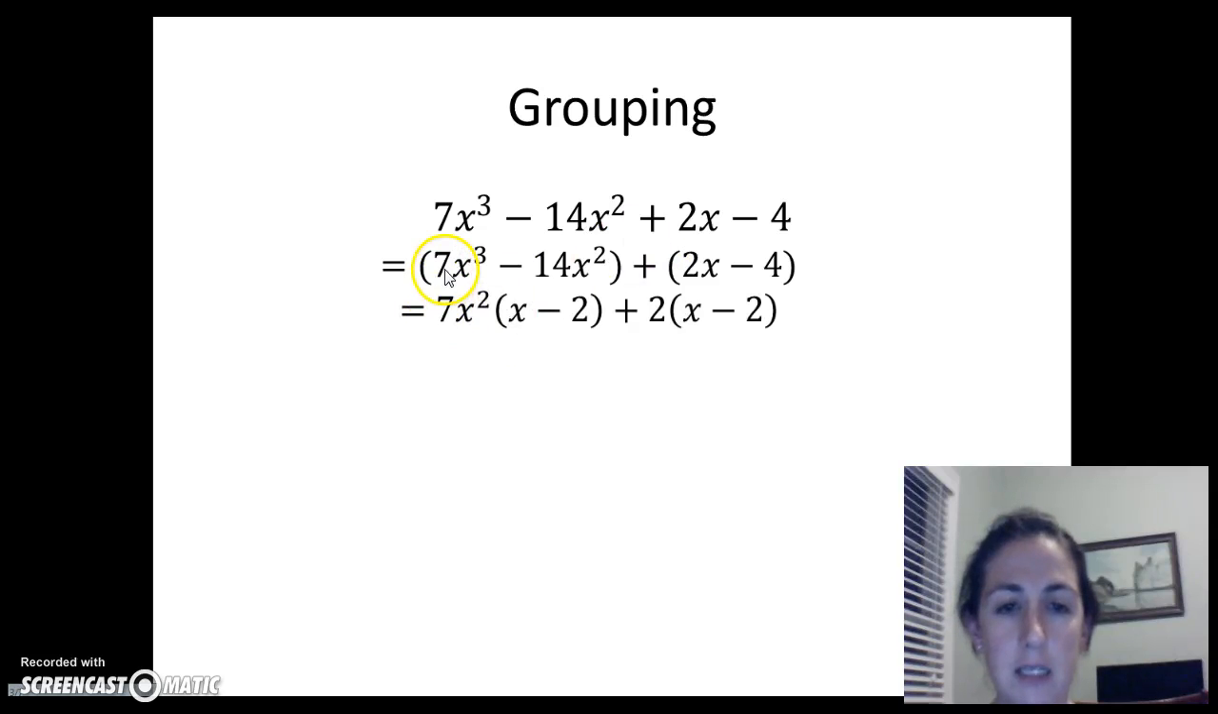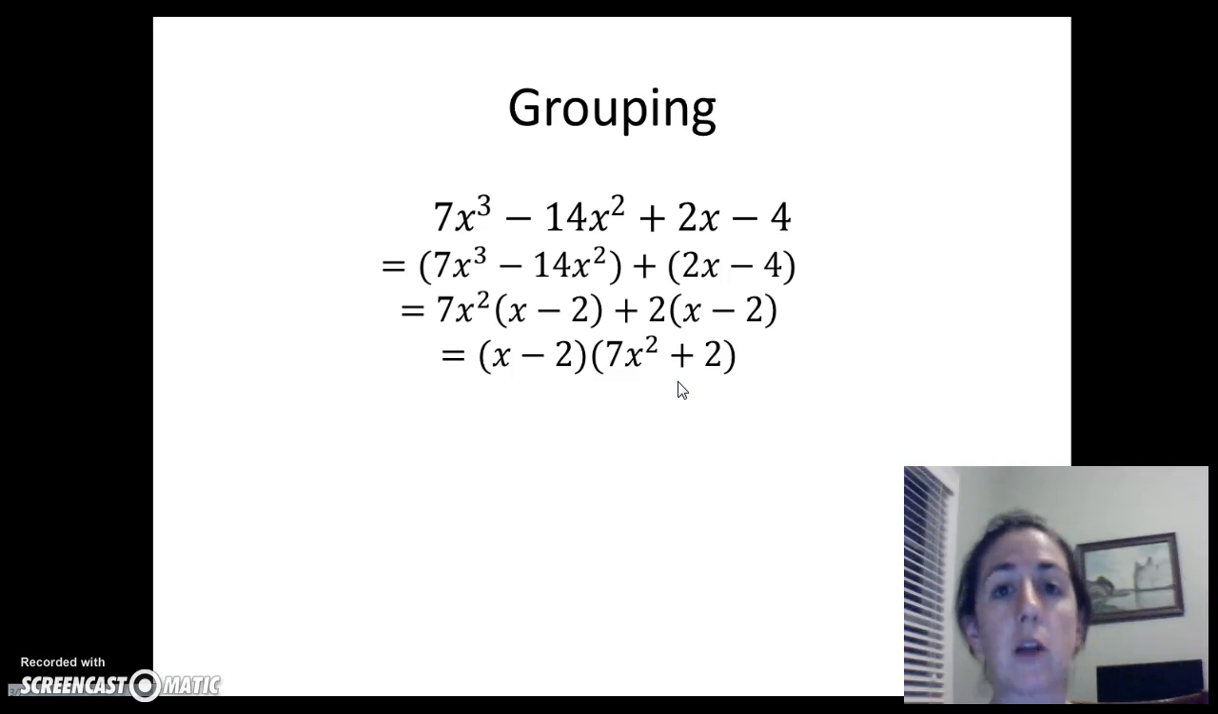And when we do that, 7x cubed minus 14x squared has a 7x squared in common. We're left with x minus 2. 2x minus 4 has a common factor of 2. When we pull out a 2, we're left with x minus 2. Now these two terms have an x minus 2 in common. So you can factor out that x minus 2, and when you do, you're left with 7x squared plus 2. Remember, with factoring, you can always redistribute it out and make sure you get what we started with.